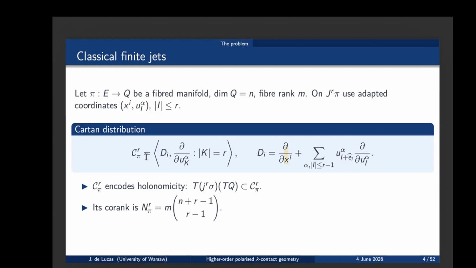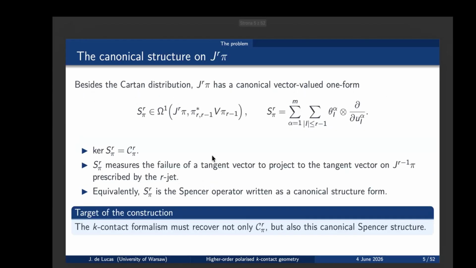So in the jet manifold of order r, we have certain sections that are very important. They are the so-called prolongations of sections. The prolongations of sections are characterized by saying that their tangent space is tangent to the Cartan distribution. And the co-rank of this Cartan distribution is given by this number, where m is the number of dependent variables, the rank of this bundle, n is the dimension of the base manifold, and r is the order of the jet manifold. So this is the usual stuff.